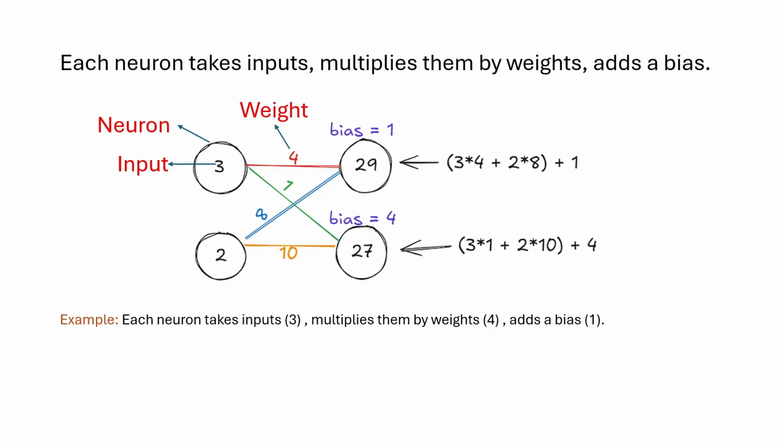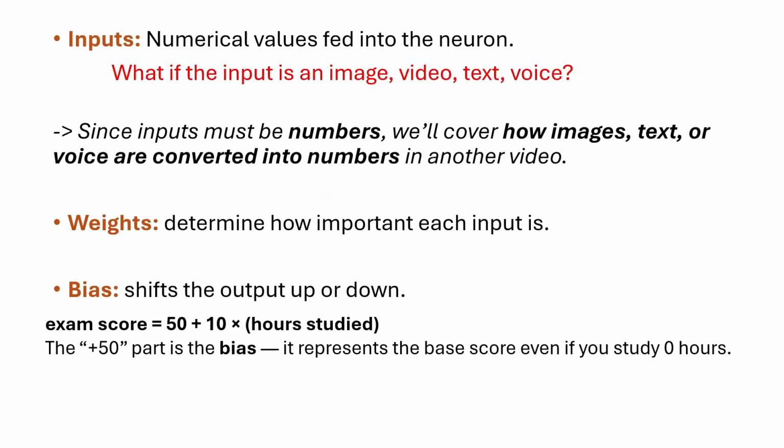This input can only be a numerical value, nothing else. But what about a cat? It's an image, not a number. We'll cover how images, text, or voice are converted into numbers in another video.